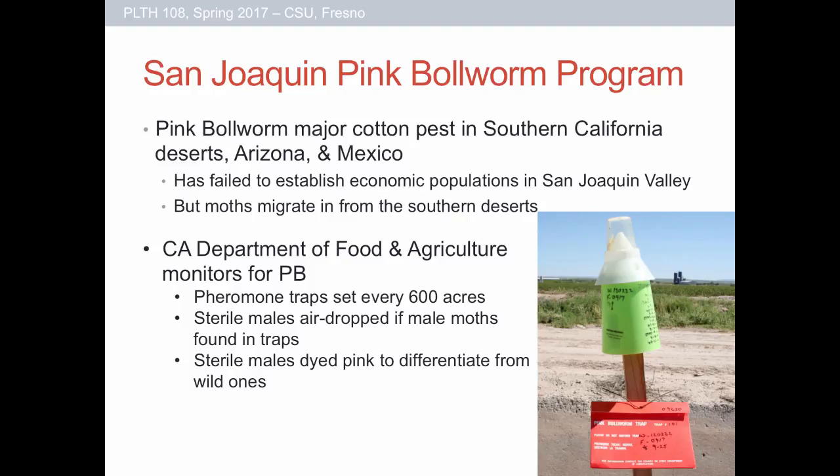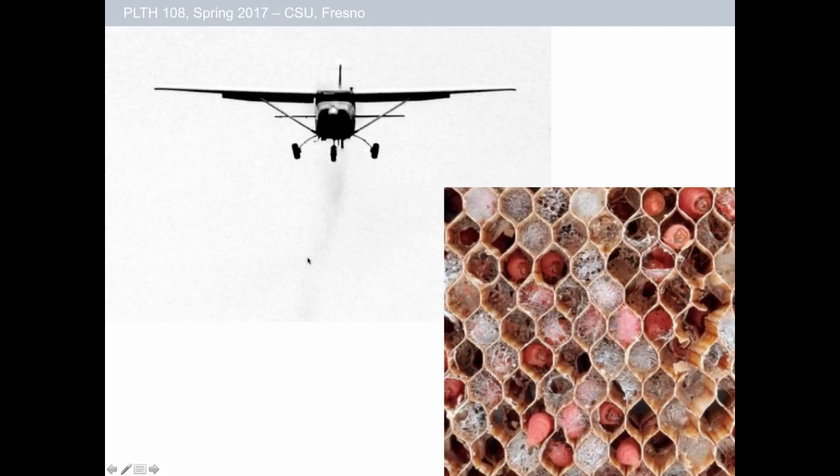These are periodically checked over the summers, and if there's ever a male found in one of these traps, they just inundate the area with sterile male pink bollworms in order to flood them out. And so, yeah, they'll fly a plane over, and here you see a little plume. That didn't turn up very well, but you can see the dark area. That's a plume of male moths being dropped out into an area where they found some pink bollworms.